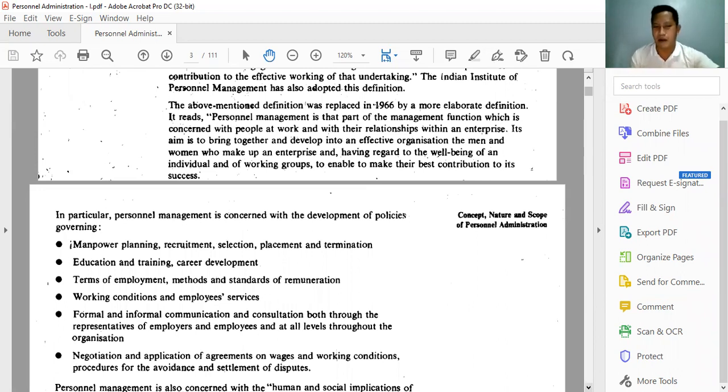Number one, manpower planning. As I mentioned a while ago, for manpower planning, the very basic is for you to actually look back to the job analysis. Next, review. You have to review also. You have to review the budget.